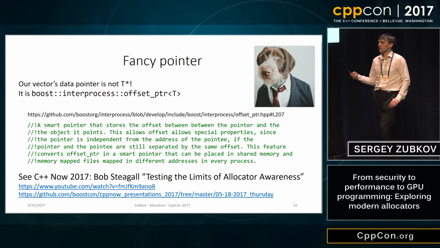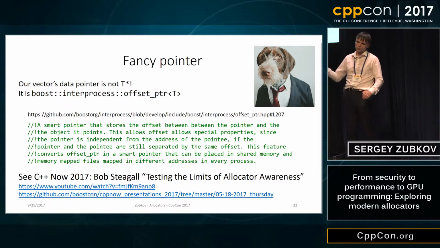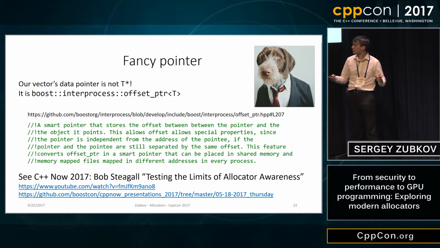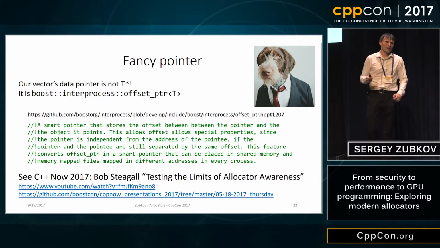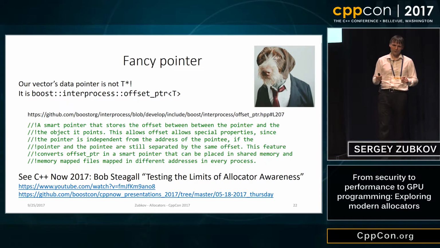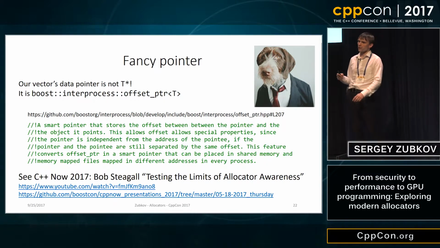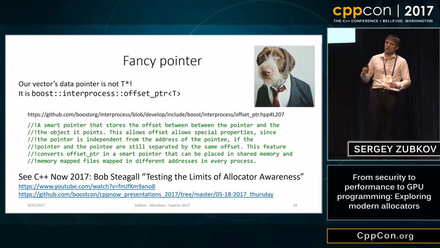This is an example where an allocator has to change what it means to point to an object. This facility was called fancy pointers, like that fancy German wirehead pointer in the corner, or synthetic pointers, as Bob Steagall likes to call them. And if you want to learn more about those, don't miss that presentation from C++Now, which talks about how well synthetic pointers are supported by different libraries and what you can do with them.